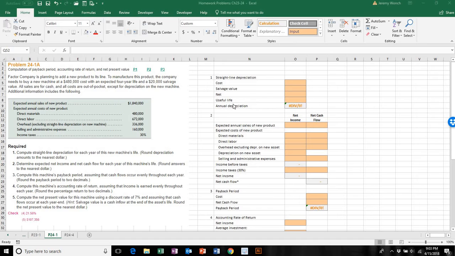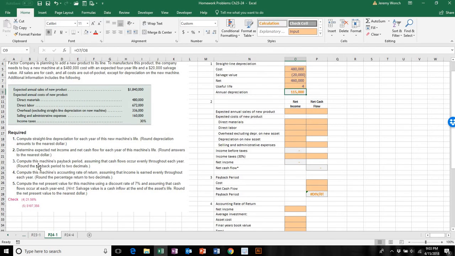So it tells us that we have a cost of the new machine is $480,000. It says we have a salvage value of $20,000. So the net we're gonna spend is $460,000 because we're assuming we would sell this at the end of the period for $20,000. And it says that we have a 4-year useful life, which is going to give us annual depreciation of $115,000.